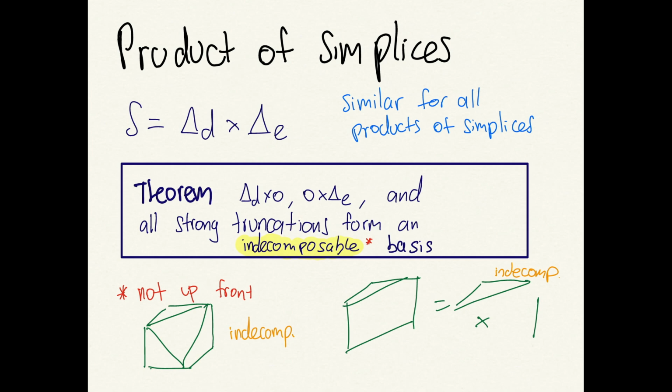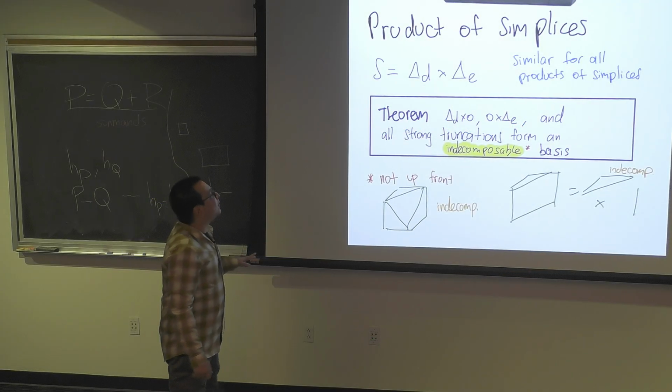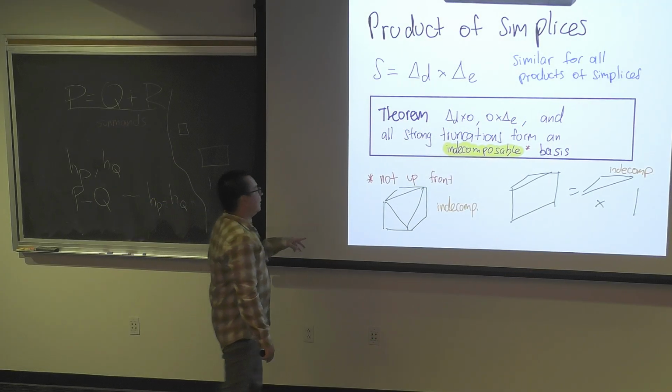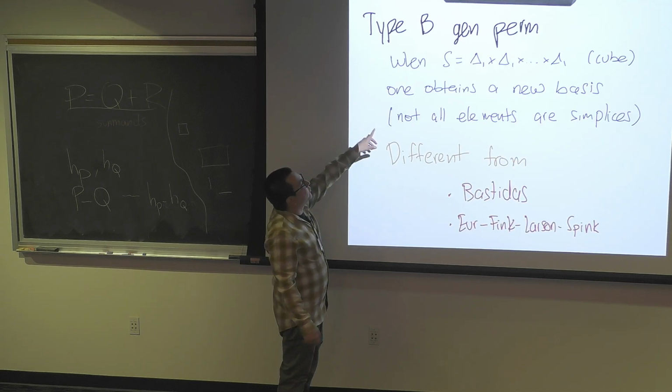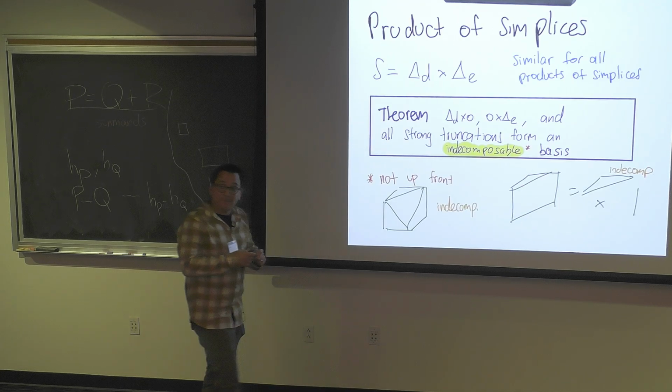We take the original guy, so this cross 0, 0 cross this, and we add all the strong truncations from all faces. I'm lying a little bit. This is almost true. For example, if I do it in the case of type B generalized permutohedron, that will be take the product, it's a cube.